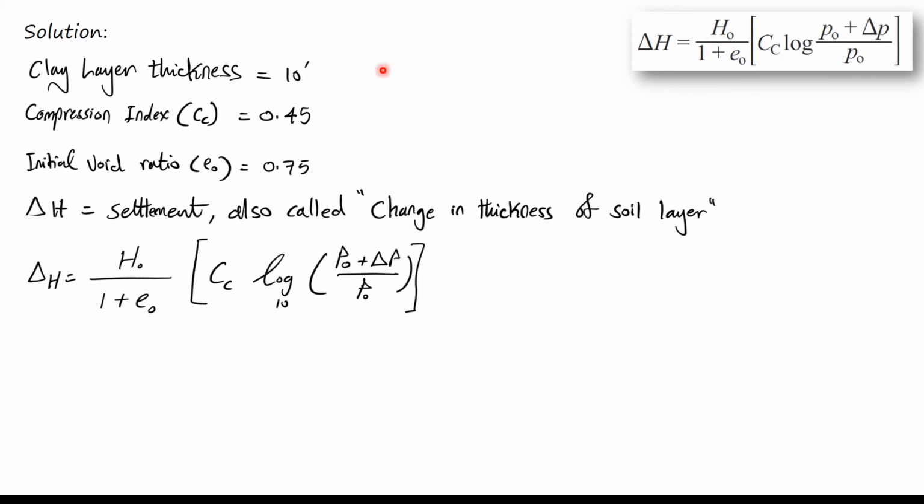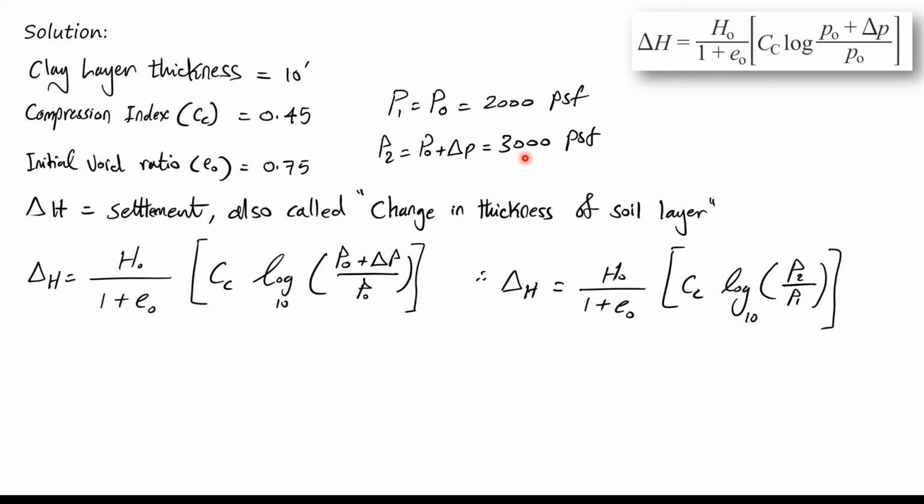So H naught is given, the thickness of the clay layer. C sub C is given as 0.45. e naught is given as 0.75. And then we have the total stress, which is 3000, and the initial stress of 2000. So this is basically P naught, and this is P naught plus delta P. We just apply.